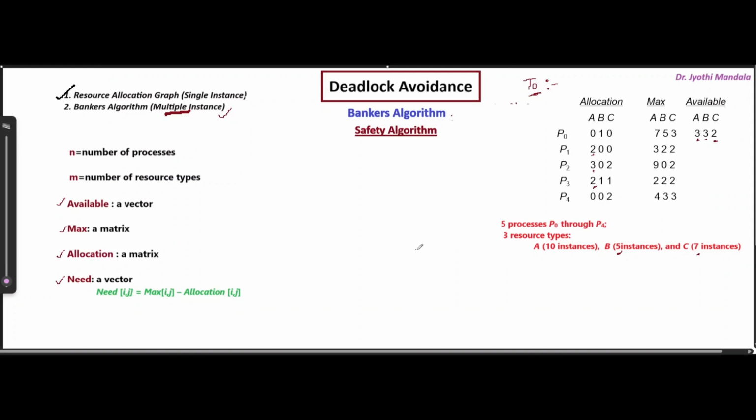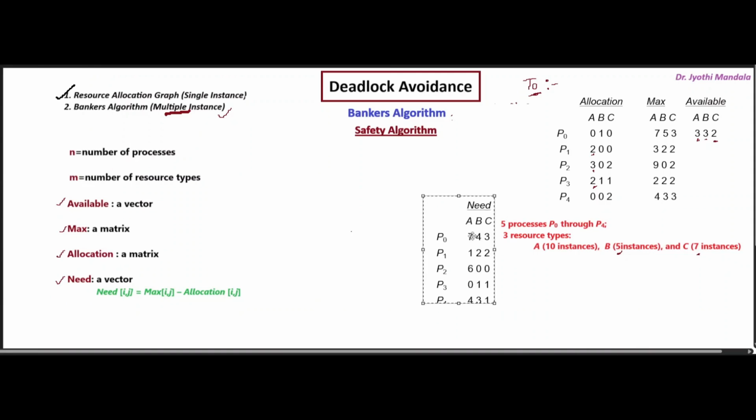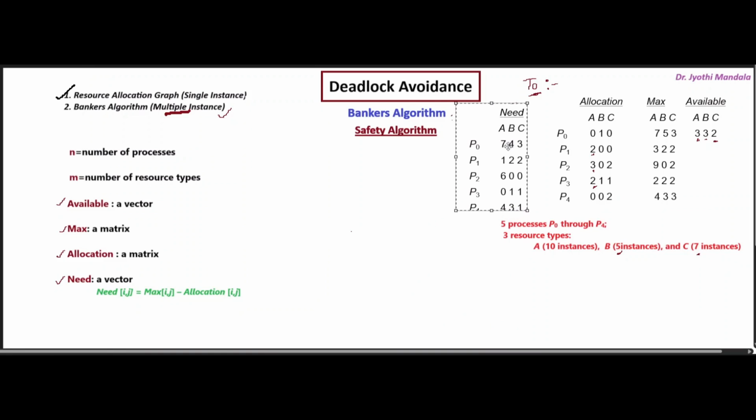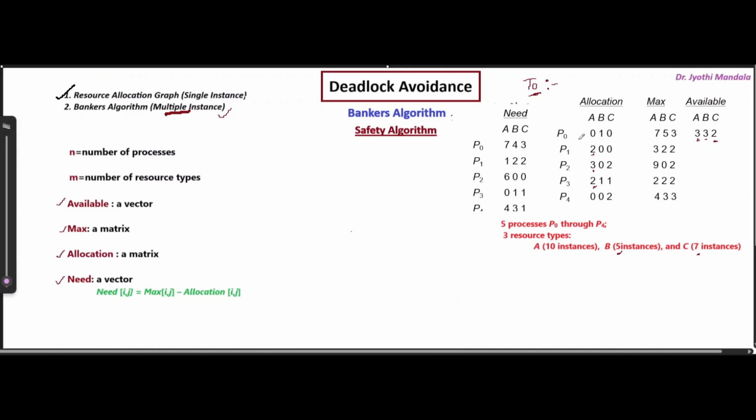How will it be? If you apply this basic mathematics here, you can understand the need from here. If at a particular time t0 these many processes are allocated, that means out of requested 7, 0 only allocated, then how many are required more? 7 minus 0 is 7. So need is that one.